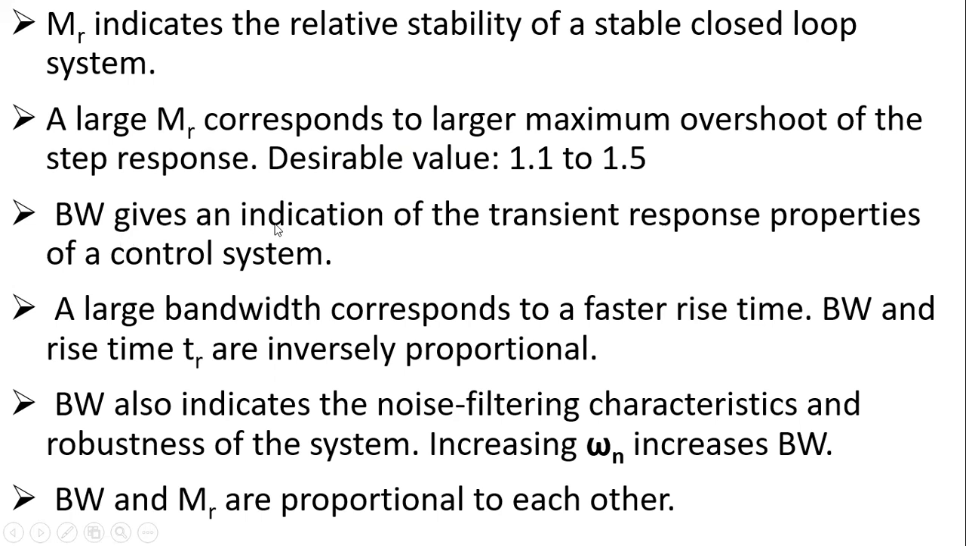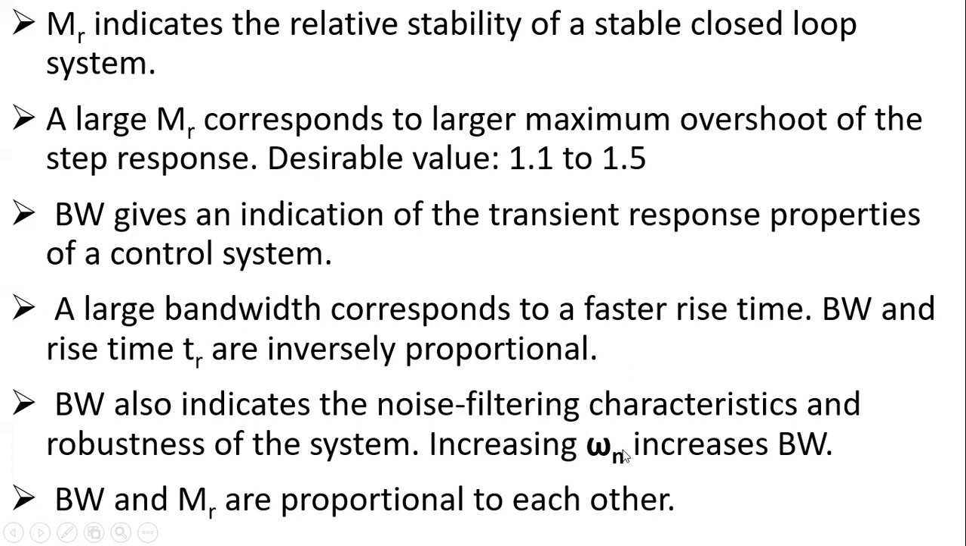The bandwidth gives an indication of the transient response properties of a control system, because this is where the transient properties die away before the response comes to the steady state value. A large bandwidth corresponds to a faster rise time, and bandwidth and rise time are inversely proportional. Bandwidth also indicates the noise filtering characteristics and robustness of the system.